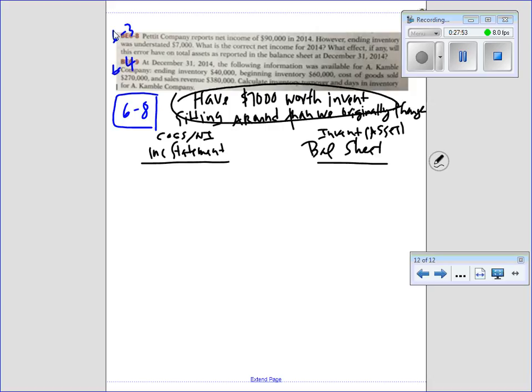There we go. So I read the problem. Pettit Company reports net income of $90,000 in 2014. However, ending inventory was understated. What is the correct net income for 2014? What effect will it have on both the balance sheet, and we're even going to mention the income statement.